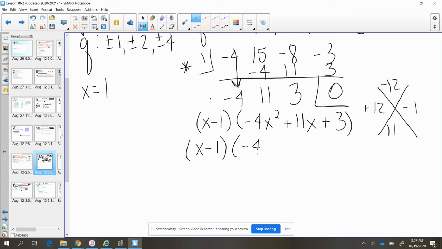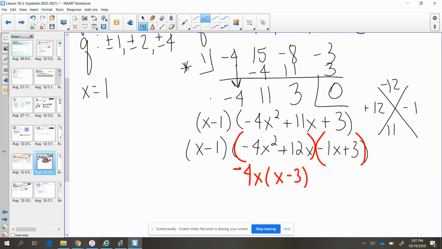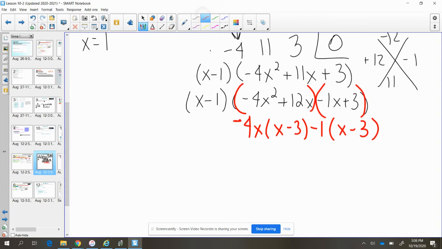So we can set this up to be a factoring by grouping situation where we have 2 different factors here. These have a -4x in common, so we'll put x minus 3. These have just basically -1 in common, so we have x minus 3, those still. So our factors, again, don't forget about this x minus 1 that we knew about before, but we're also going to have -4x minus 1 and x minus 3 as our other factors.